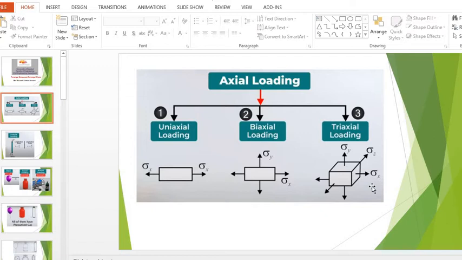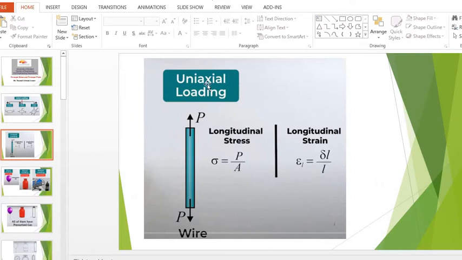Now the question comes, where does this situation come in our day-to-day life, right? Before that, we had already seen uniaxial loading. For example, if one rod is there and the load P is applied at both ends, that is tensile. We had seen that longitudinal stress is load upon area, and longitudinal strain is the change in length divided by the original length. So this is the example of uniaxial loading, right?